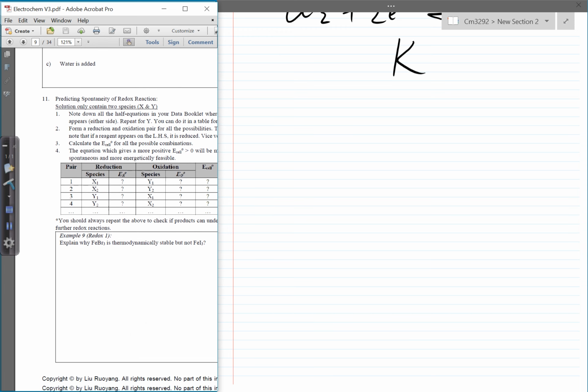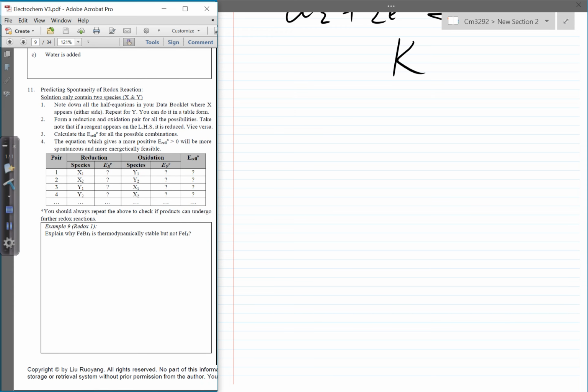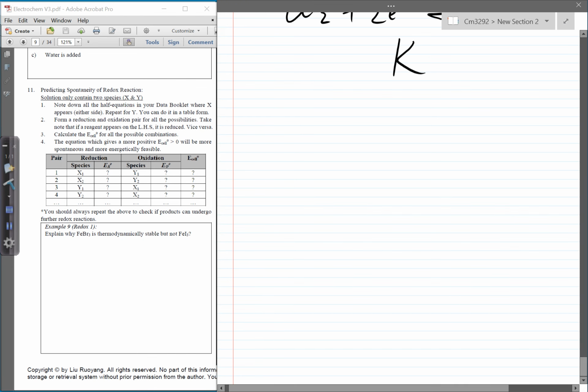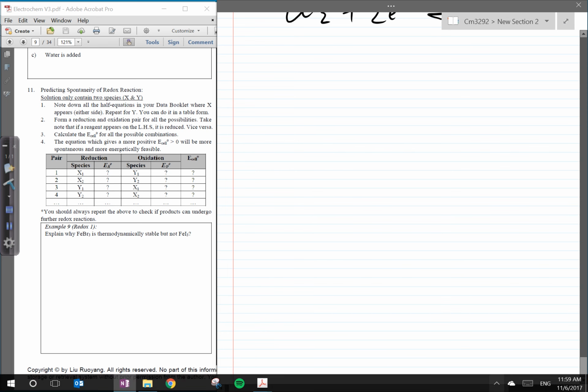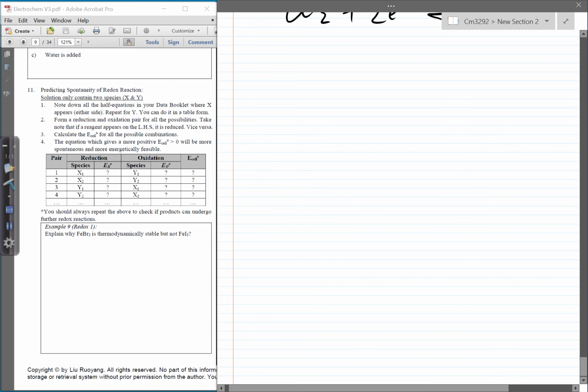So I will quickly go through 11, the first part. This is how you predict the spontaneity of redox reactions, and it's very, very crucial. You can use this method to do it systematically. So first, note down all the half equations in your data booklet where x appears on either side, and you repeat for y. You can do it in a table form. Form reduction and oxidation pairs for all the possibilities. Take note that if a reagent appears on left hand side, it's reduced, vice versa. Calculate the E cell for all possible combinations and choose the one which has the most positive E cell, right?